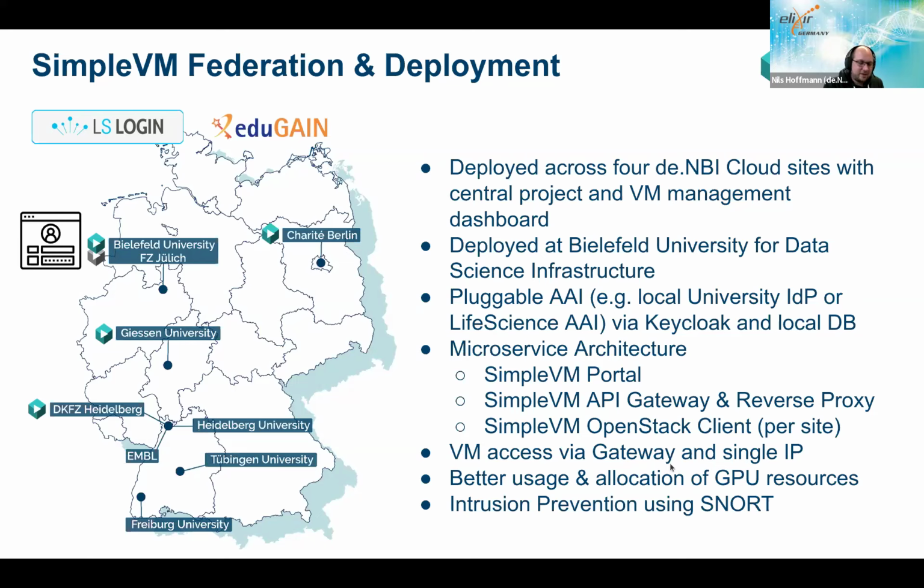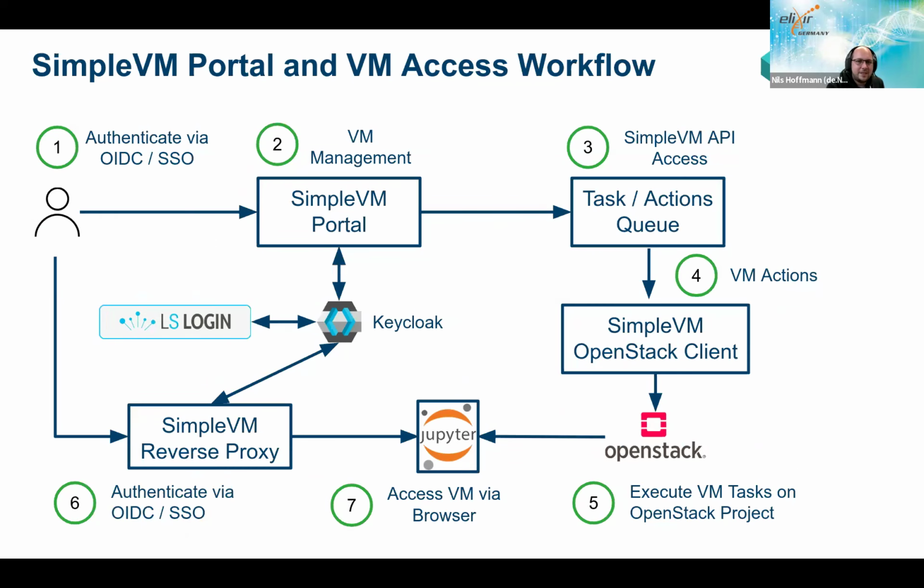The VM access is handled via a gateway and uses a single IP per location, so that makes it possible to reuse a lot of IPs. So IPv4 is still an issue in Germany, and that is why we use that. We are also monitoring all of the deployed virtual machines using Snort to make sure that they are protected against outside attacks. So I showed you the workflow for OpenStack before.